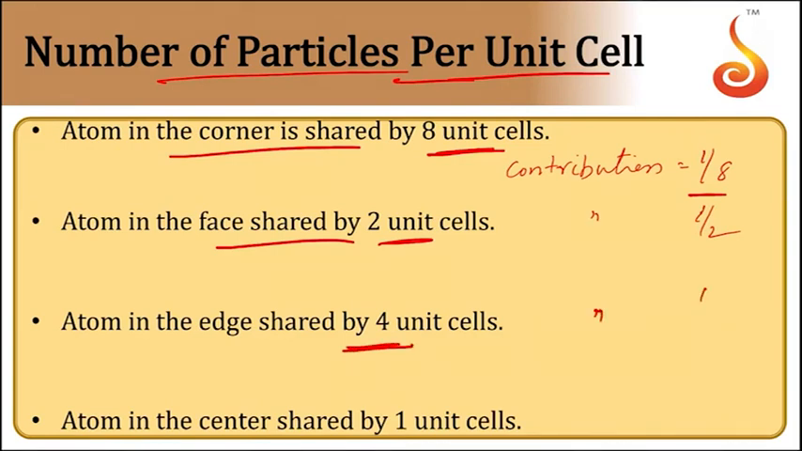Therefore, contribution will be 1/4 in the case of edge atom. Finally, atom at the center is shared by only 1 unit cell. So, the contribution comes out to be 1. So, using the contributions here, we can now calculate number of particles per each unit cell.